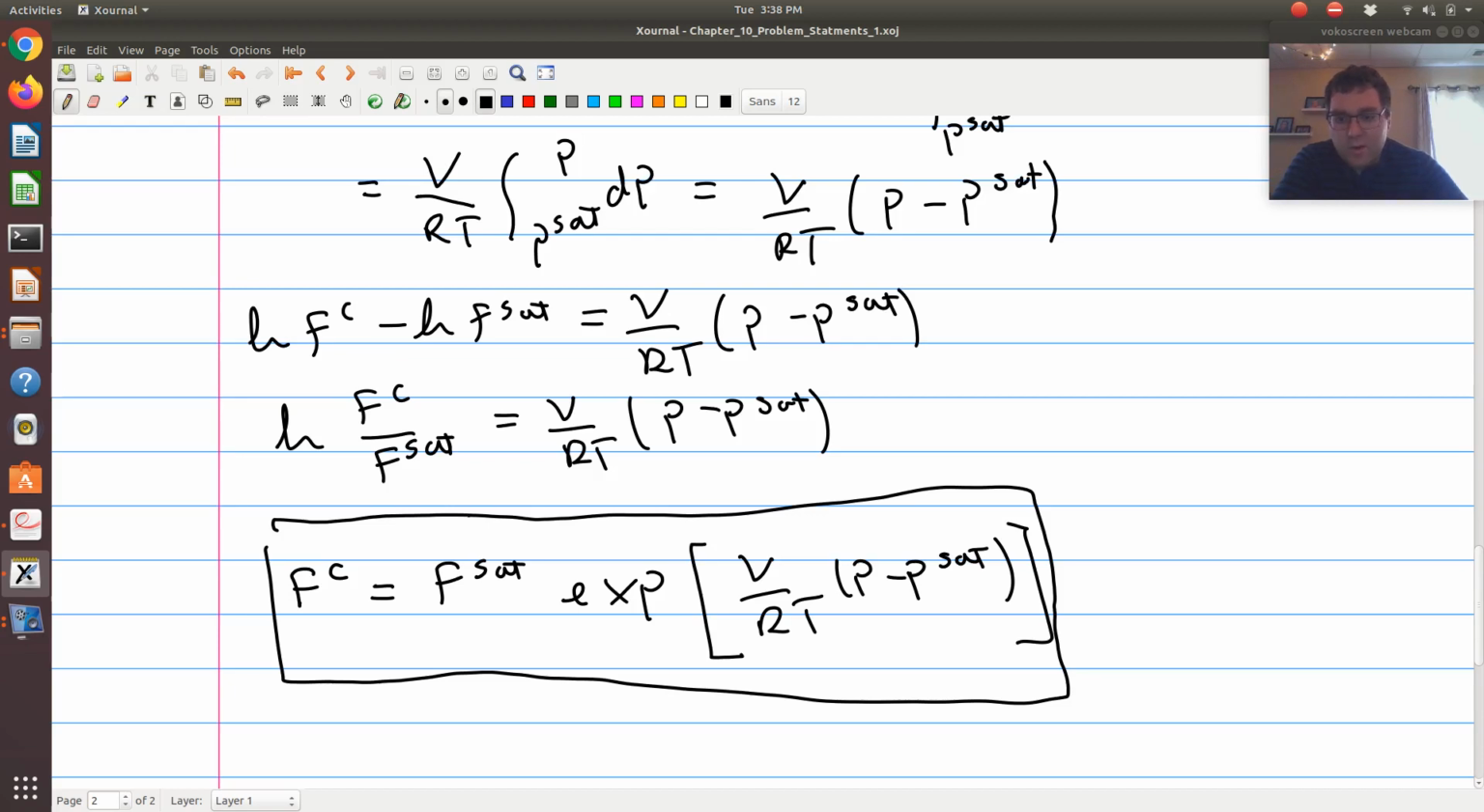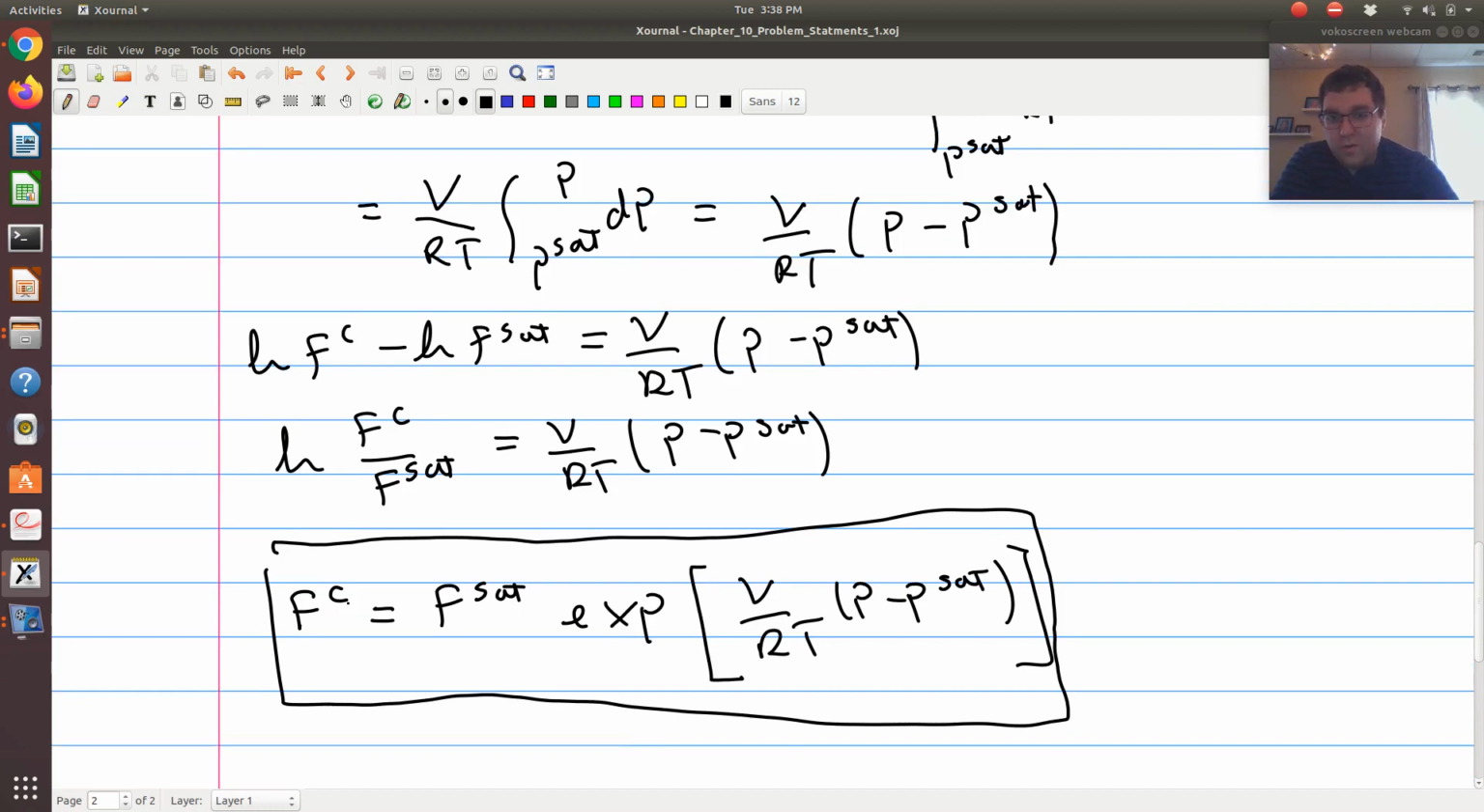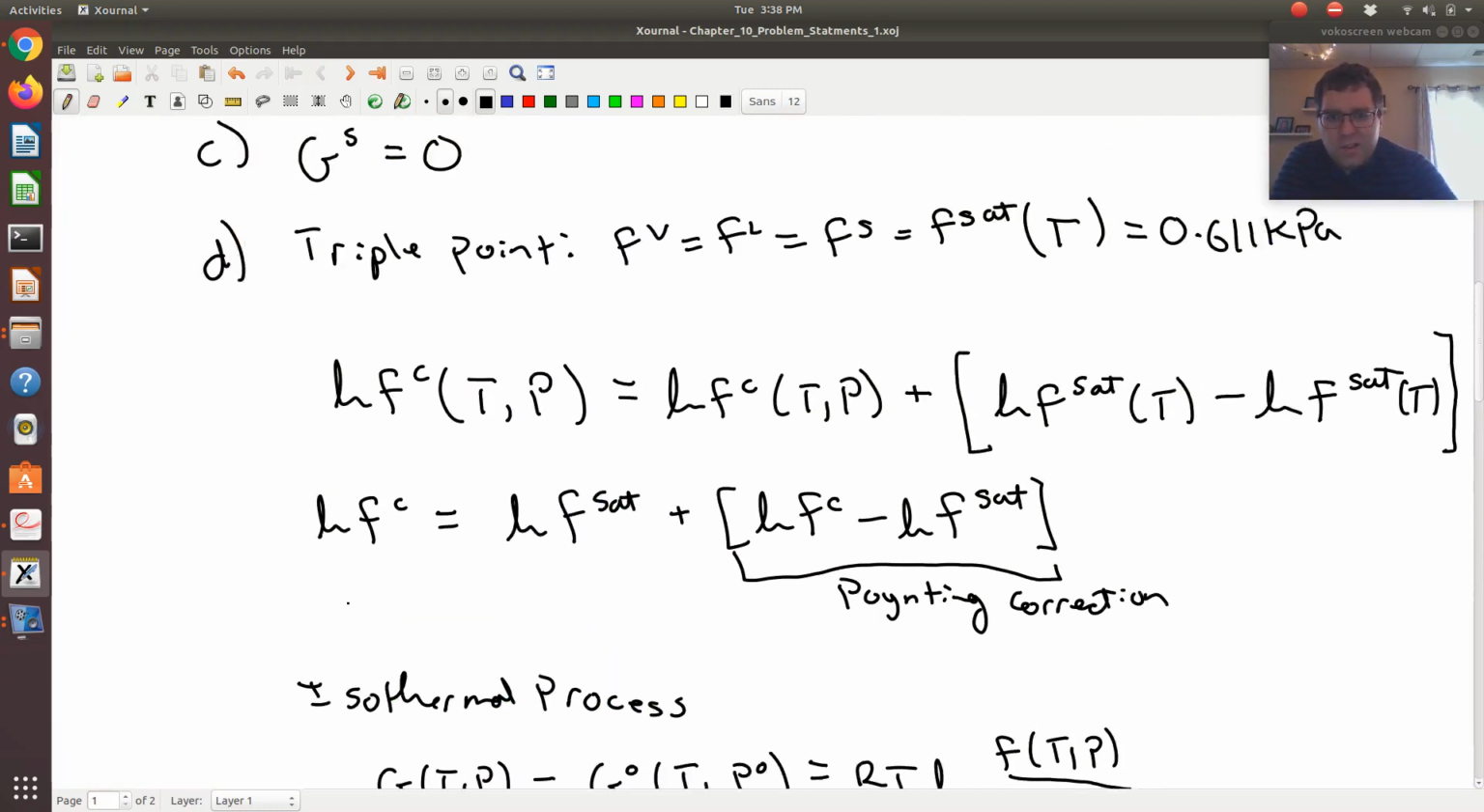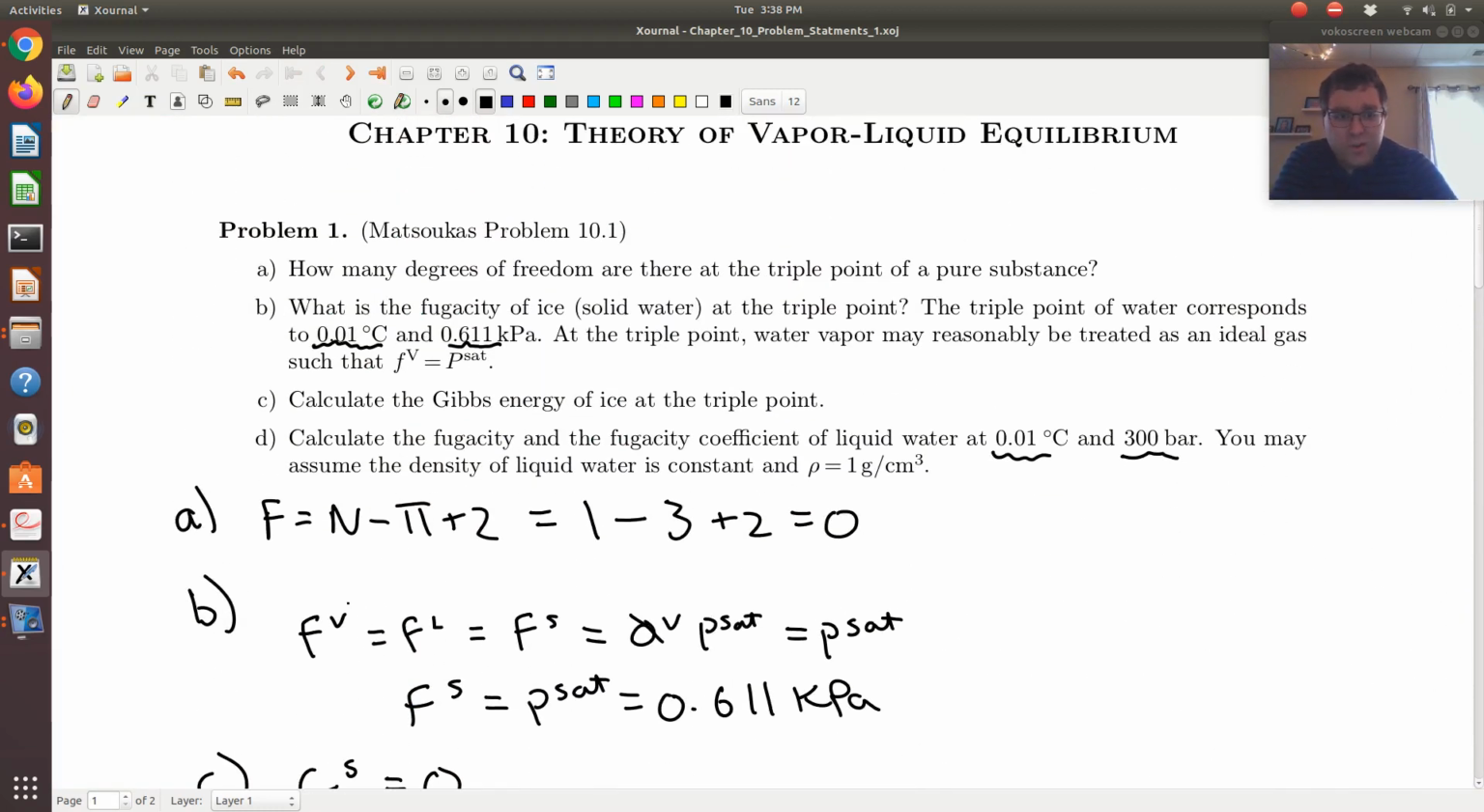The units: FC is going to have the same units as FSAT. This term is dimensionless, so it will just give me a number. FSAT I could keep at 0.611 kilopascals, and if I do that, I'll get an FC in kilopascals as well. Cool. So that's the fugacity of my compressed phase, and essentially we re-derived the Poynting correction.